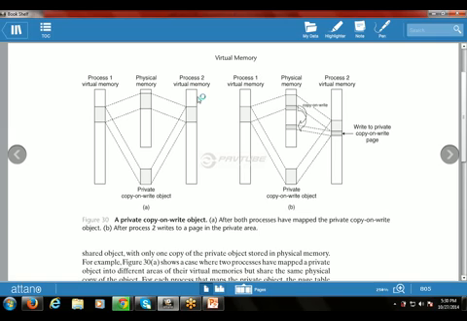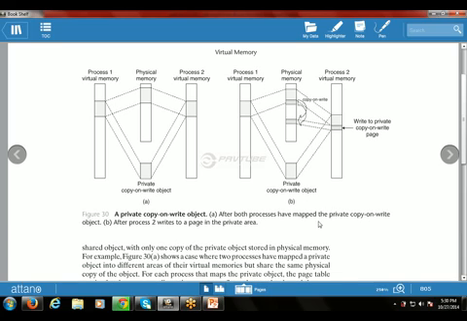The next diagram shows process 1, virtual memory, physical memory, process 2, virtual memory, and the copy on write object. This shows a write to a private copy on write page. These are the copy on write pages. This is after both processes have mapped the private copy on write object, before process 2 writes to a page in the private area.